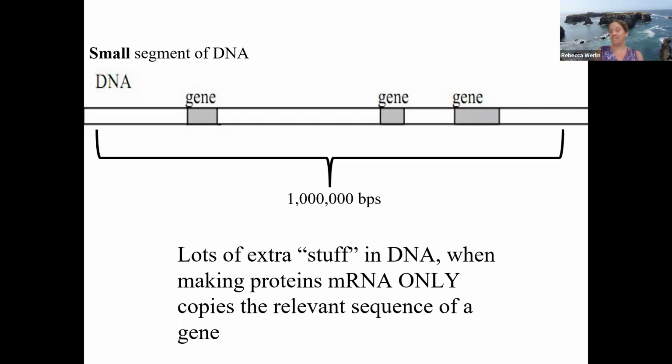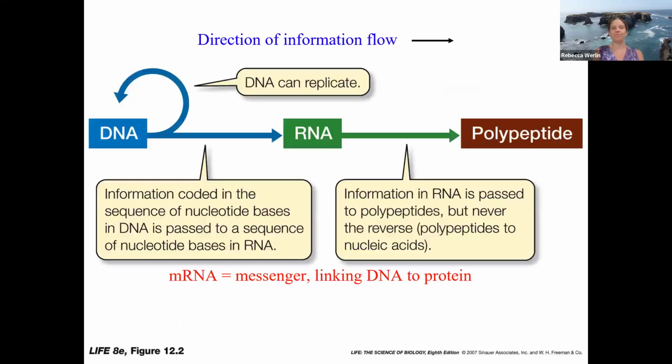So it's very important as well. There's lots of extra stuff in DNA. There are ancient viruses, lots and lots of different things. And as you can see, genes are scattered about on the chromosome. So DNA is replicated by DNA polymerases, and RNA polymerases make RNA using DNA as a guide.